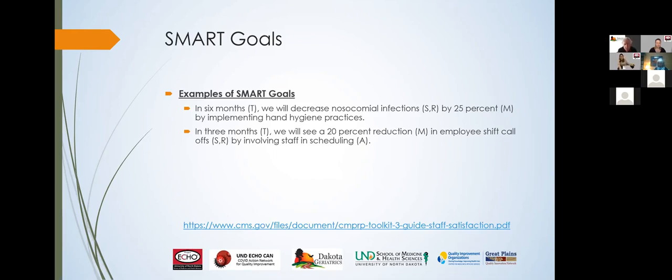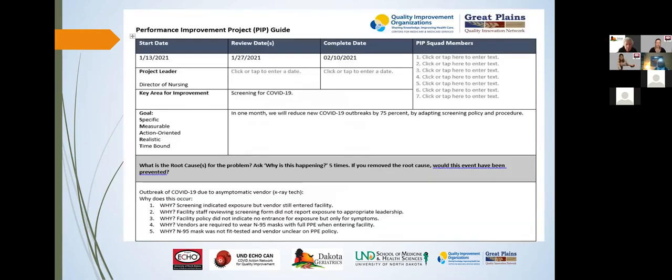Another example, in 3 months, we will see 20% reduction in employee shift call-offs by involving staff and scheduling. And so that gives you the details there. Now, when we go to the next slide, we'll look at how we have the performance improvement plan that we're continuing to build off of week over week. Once again, this template Michelle has provided to you all, and I know when we've provided some sample performance improvement plans, they're on this template.